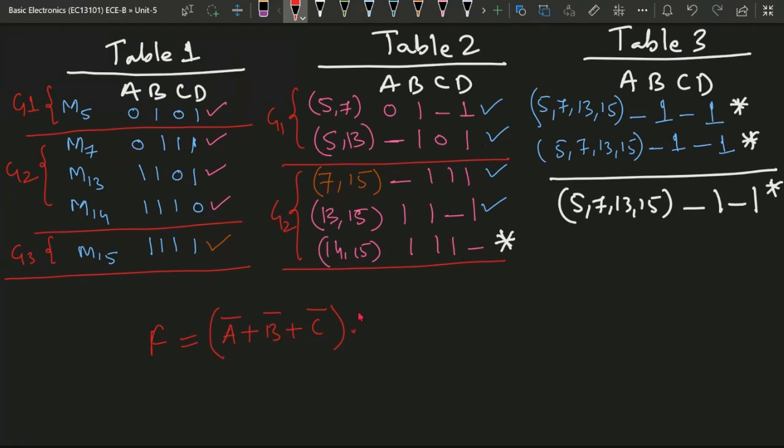Now because it is product of sum, that's why we are writing in product of sum format. So this is the next prime implicate. So this has been optimized. This is c, so it is c bar plus d is 1, so it is d bar. So this is the minimized expression for the given function.